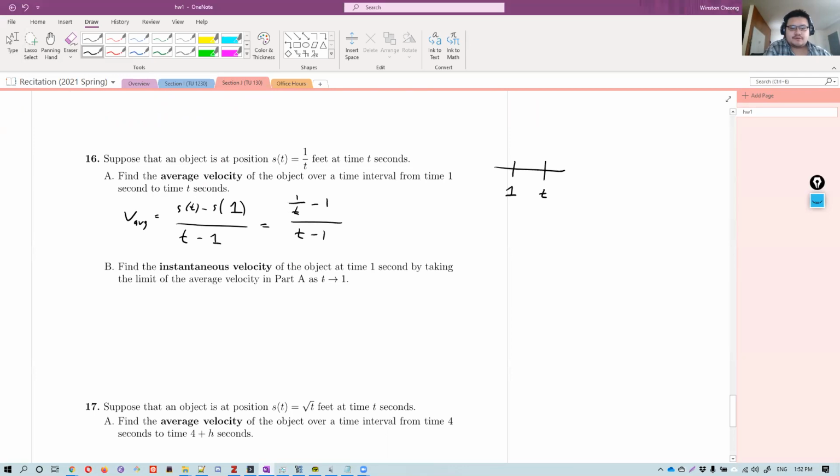Any suggestions? Do you like the format of this? No one's saying anything.